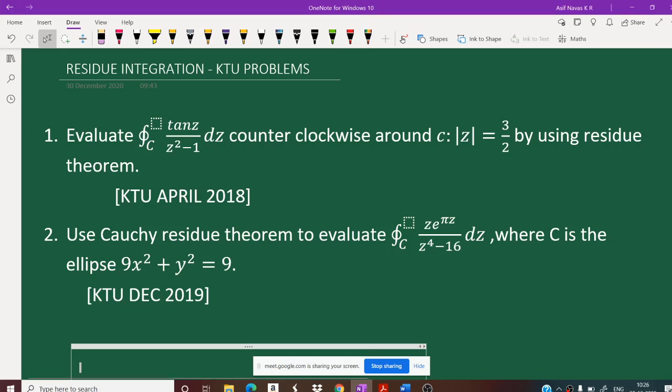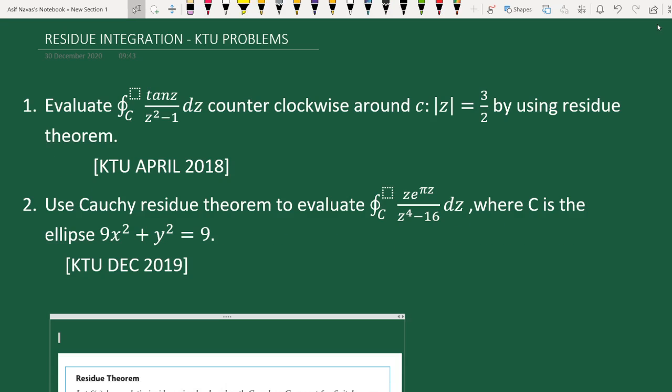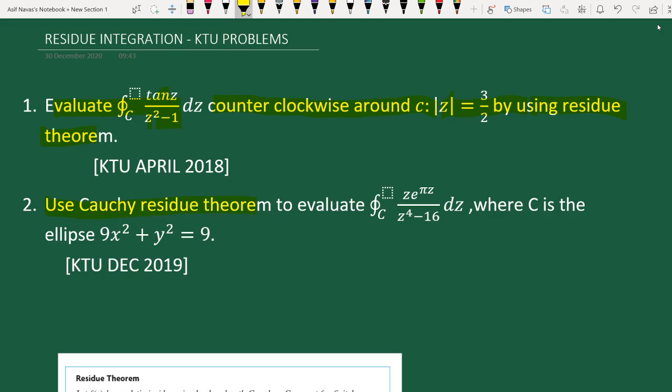Okay, today we will discuss residue integration, a KTU problem. So the first problem is: evaluate the integral over C of tan z divided by z square minus 1 dz, counterclockwise around C, mod z equal to 3 by 2, by using residue theorem. And the second question is this.